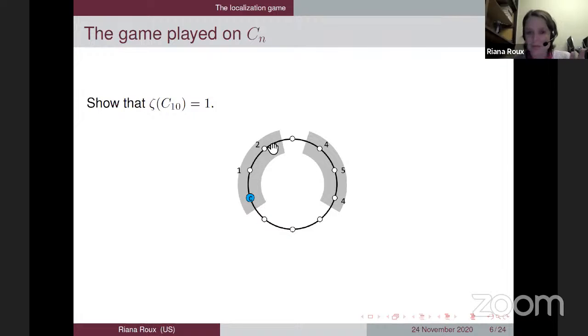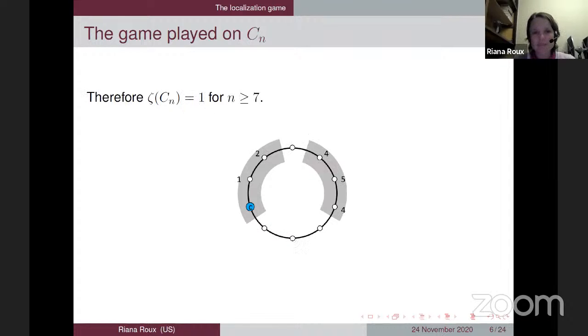So if the robber was in the left-hand side, then we would know where the robber is and the game will end. If it is at this vertex, at distance 5 from the cop, we will win. But the robber can still be at one of these vertices at distance 4 from the cop. But if we look closely, we can see we know what to do with those kind of safe sets. It's a safe set where the vertices are at distance 2 from one another, which means that if we use our first strategy, the cop can win in the next round. And therefore, 1 cop is enough to locate a single robber on a cycle on 10 vertices. And this is true for all cycles of order 7 and more.